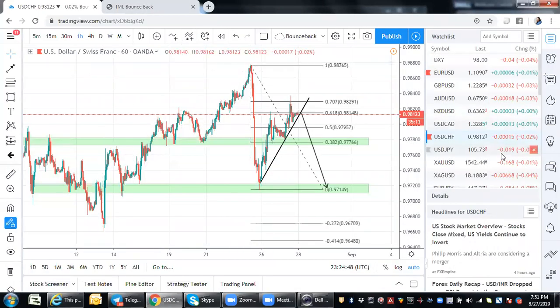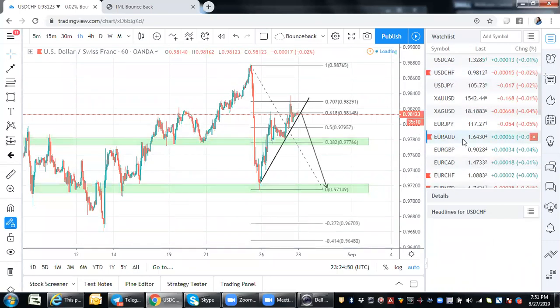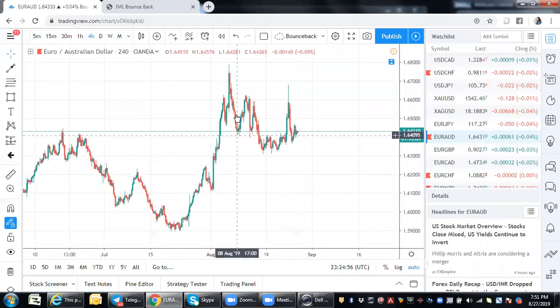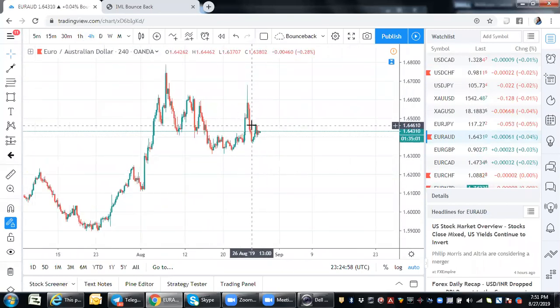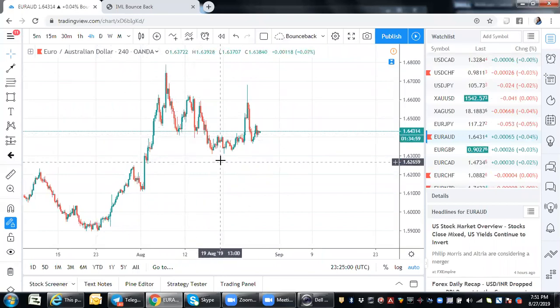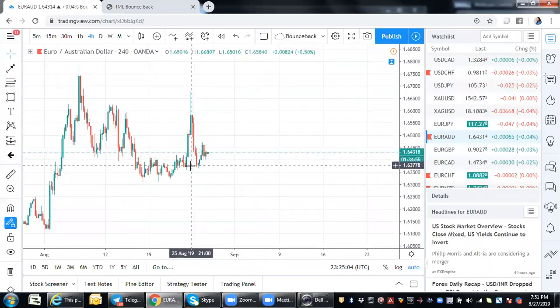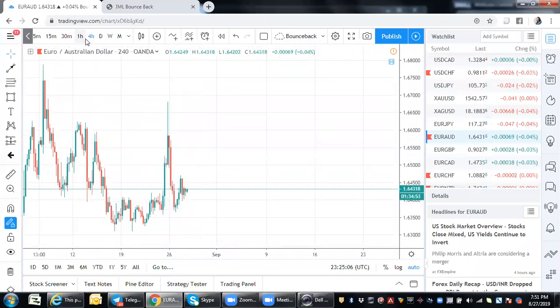Good stuff. Next one, Euro AUD. Now we were looking at this, I think it was last week or week before, whereby we had this head and shoulders. I'm not going to go into that pattern now. We were looking for the sell. No, I'm looking for continuation because we got another head and shoulders pattern.